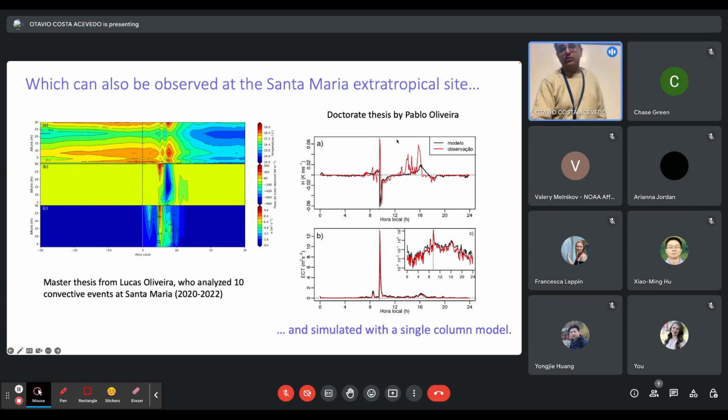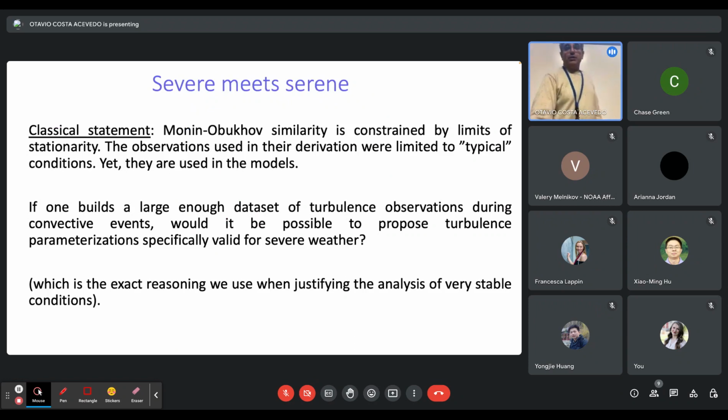And this here, Pablo Oliveira, unrelated, is another student of mine who did this study of GoAmazon data, and he ran a single column model and he got this. This was even before Mauricio's study, we got this observation. So when Mauricio found that, we were very happy because we have the same structure here solved by a single column model. Why am I showing this to you? It's because this is what I say, severe meets serene.